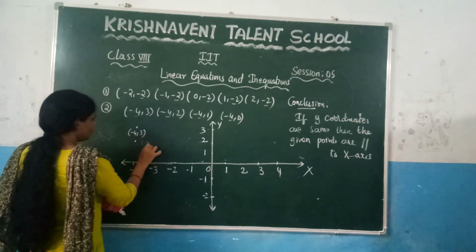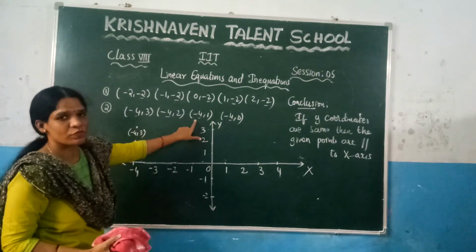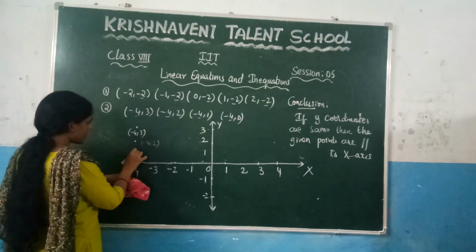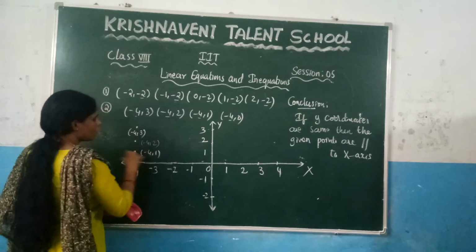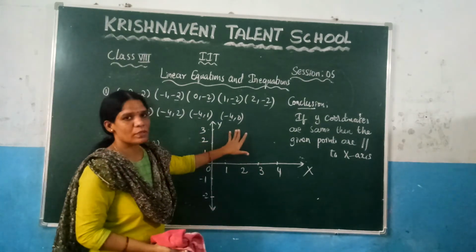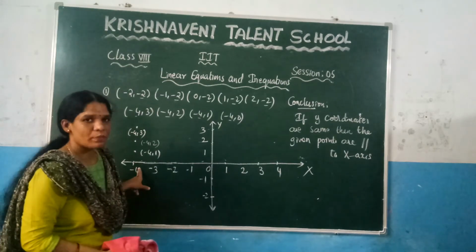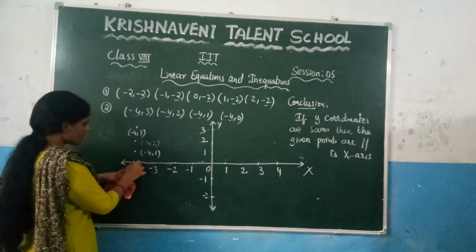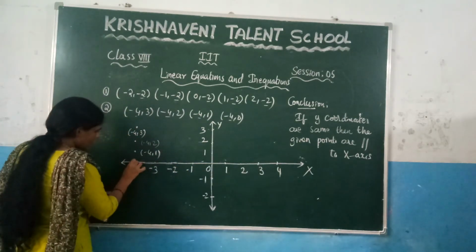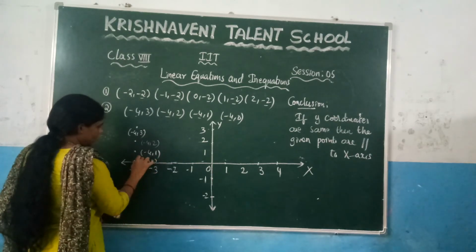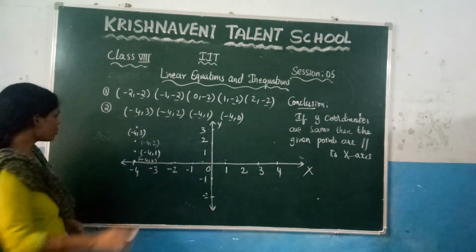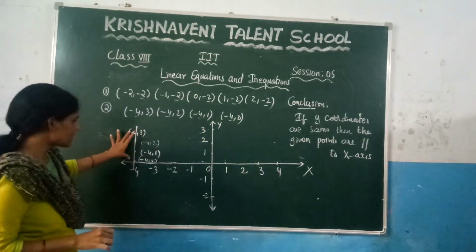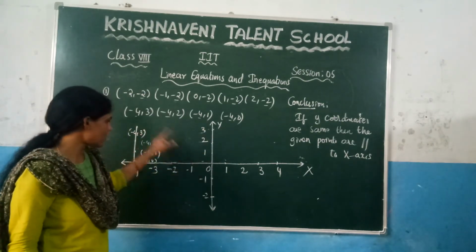(-4, 2). And after that (-4, 1). So this is -4 and this is 1. Again these two will intersect at this point, which is (-4, 1). And after that (-4, 0). You can observe that here the x coordinate remains the same and the y coordinate is changing. This is -4 and this is 0, so this is nothing but (-4, 0). Now join these points. After joining, you can observe that you got one line, and clearly this line is parallel to the y-axis, right? This line and this line are parallel.